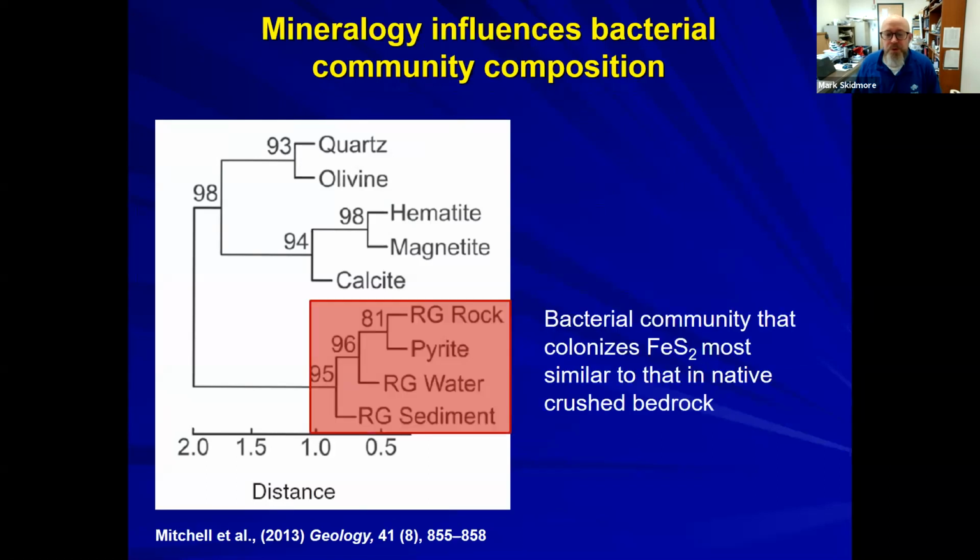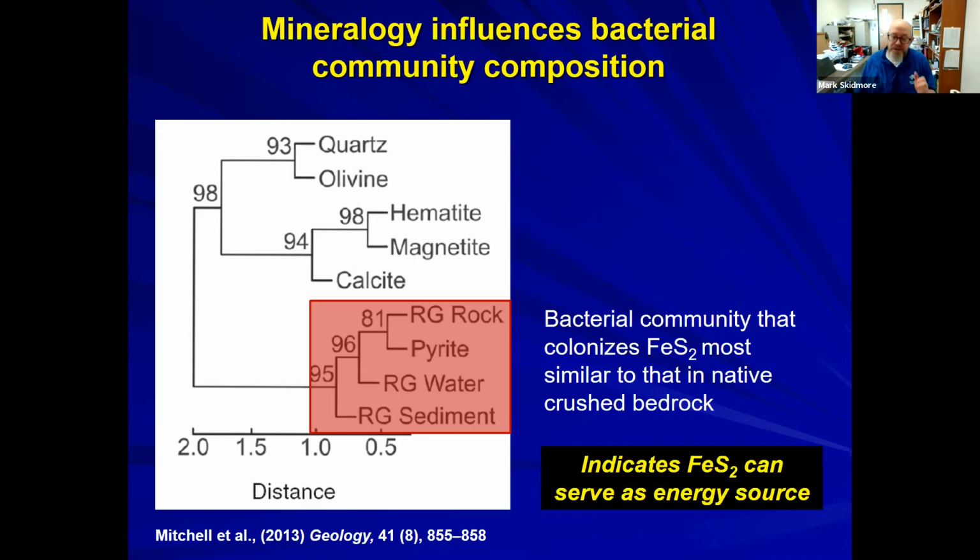What's interesting here is that the communities that are most closely related, based on the 16S work, are the rock and the pyrite out of the catchment, and then the water and sediment samples that were taken in October when those coupons were put in. Those create a cluster. So all of the native environmental samples are most closely related to pyrite, and they're a distinct cluster from all of those other minerals. Again, that's indicating that pyrite can serve as an energy source for these microbes.